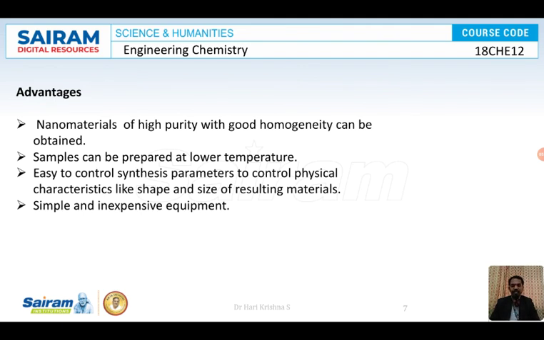So what are the advantages? Nanomaterials of high purity with good homogeneity can be obtained by the sol-gel method. The shape and size of the materials can be controlled. It is easy to control synthesis parameters to control physical characteristics like shape and size of the resulting materials. Samples can be prepared at low temperature. These are the major advantages of the sol-gel method. In our later discussion, let us see how to synthesize nanoparticles by the vapor condensation method and precipitation method.